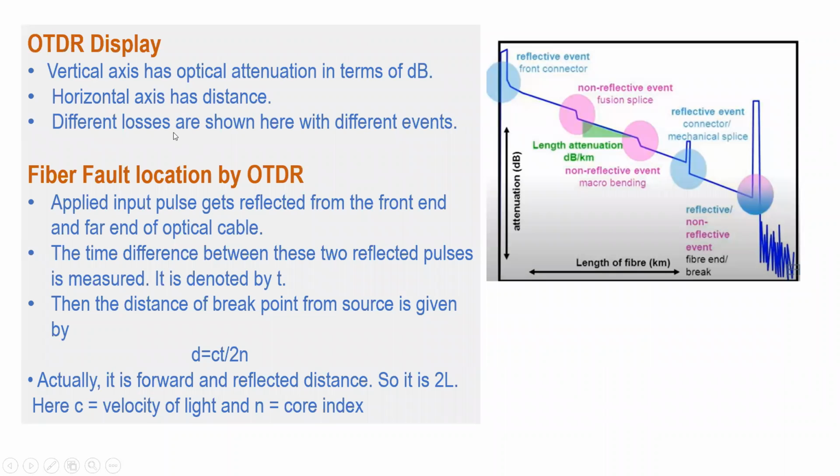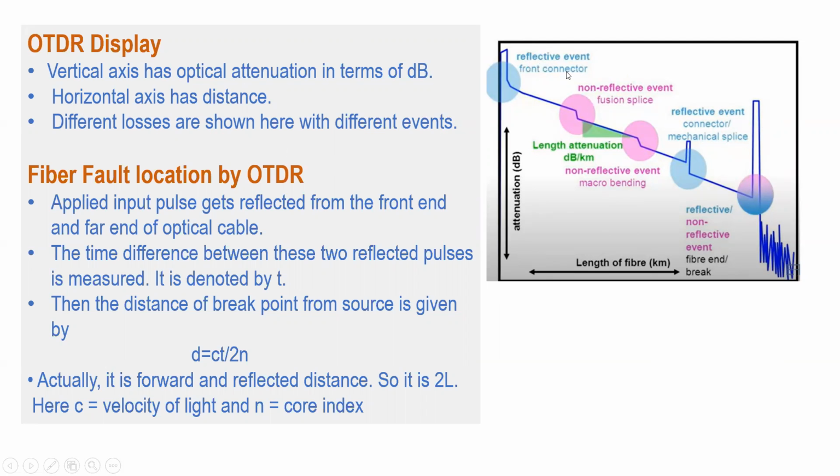Now your OTDR display contains a vertical axis, as you are seeing over here, and a horizontal axis, like you are seeing over here. The vertical axis has optical attenuation in terms of dB. The horizontal axis has distance in kilometers. Different losses are shown here with different events. Here you can observe different events that are causing the losses.